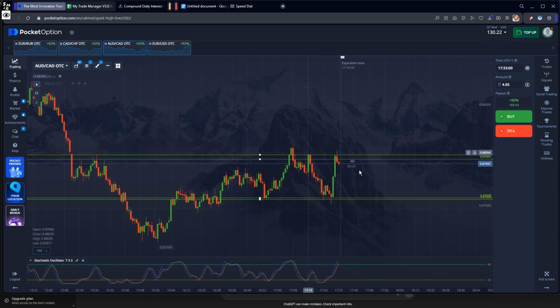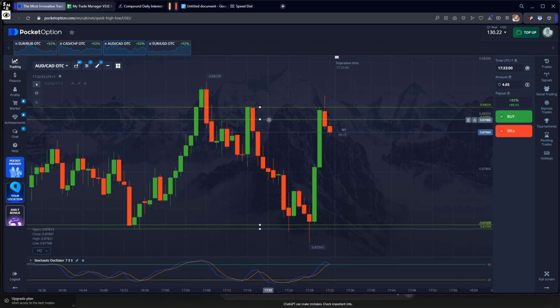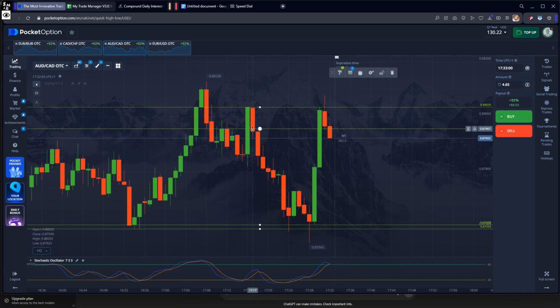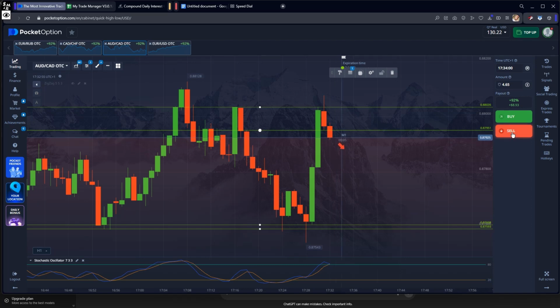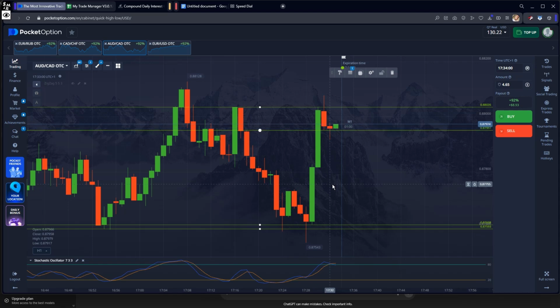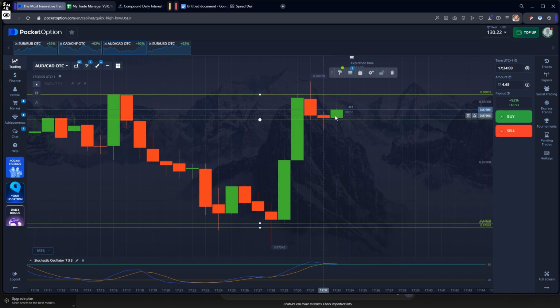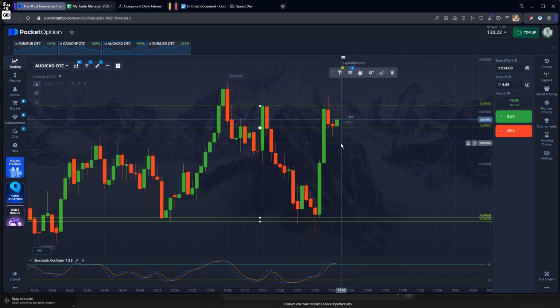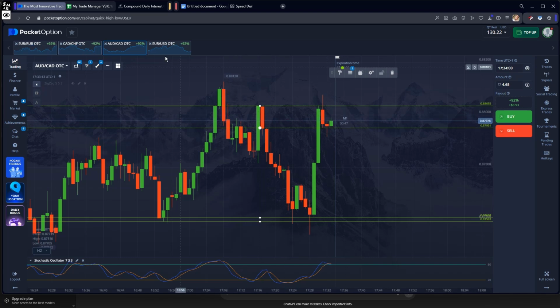Now, this is an example of a reversal setup. If this breaks this downwards, I'm going to take a sell. So, I'm not taking any trade. It did not break it. It needs to break the wick downwards. So, I just wait.